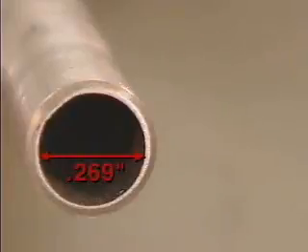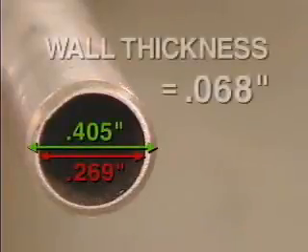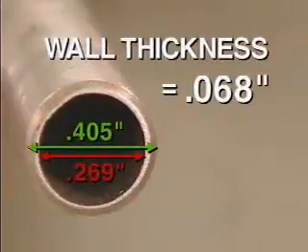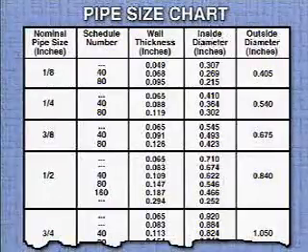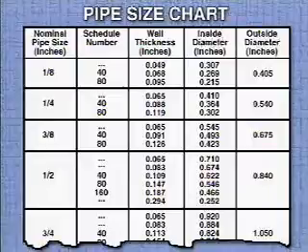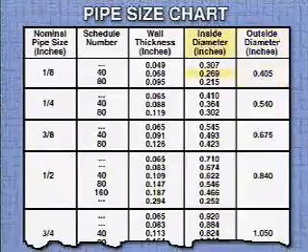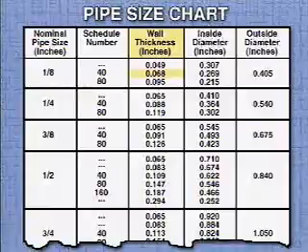Once you have the inside diameter, the outside diameter, and the wall thickness of a pipe, you can use a pipe size chart to identify its nominal size. Using this pipe size chart, we can locate the nominal size for the pipe we measured in our example. Its outside diameter is 0.405. Its inside diameter is 0.269, and its wall thickness is 0.068.